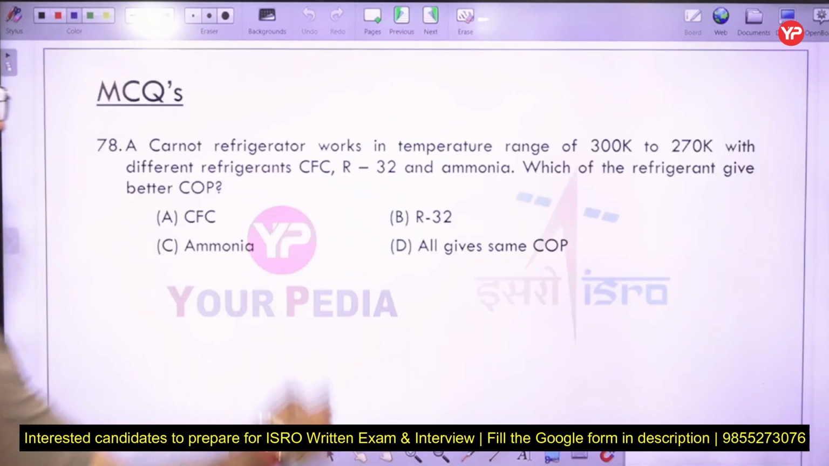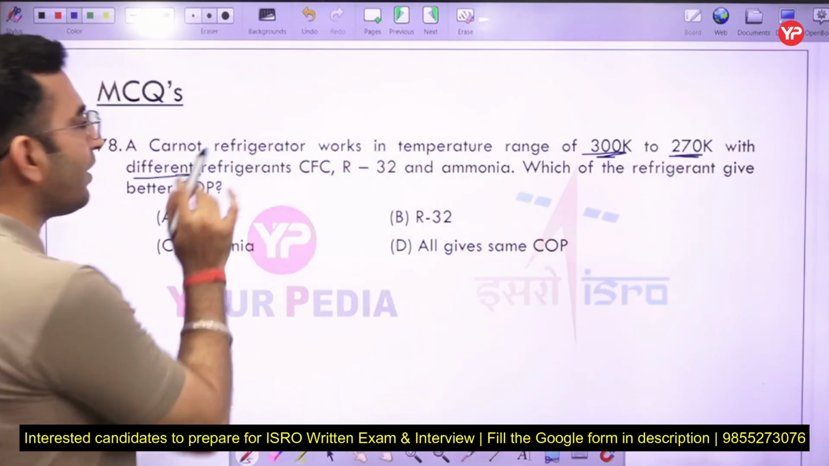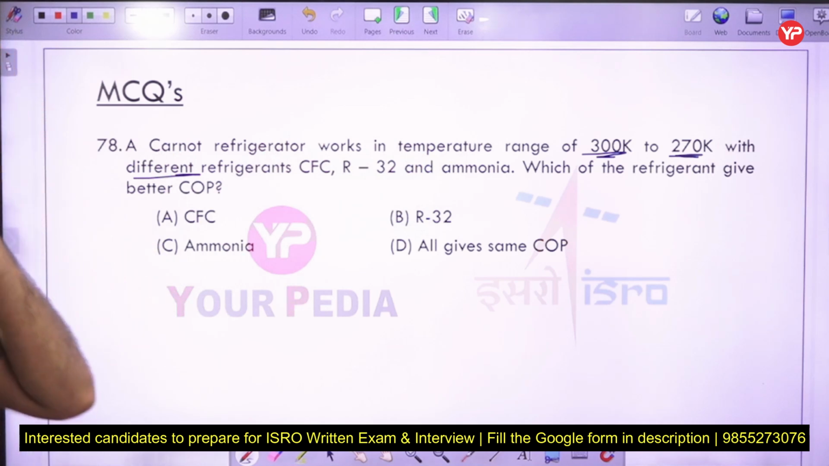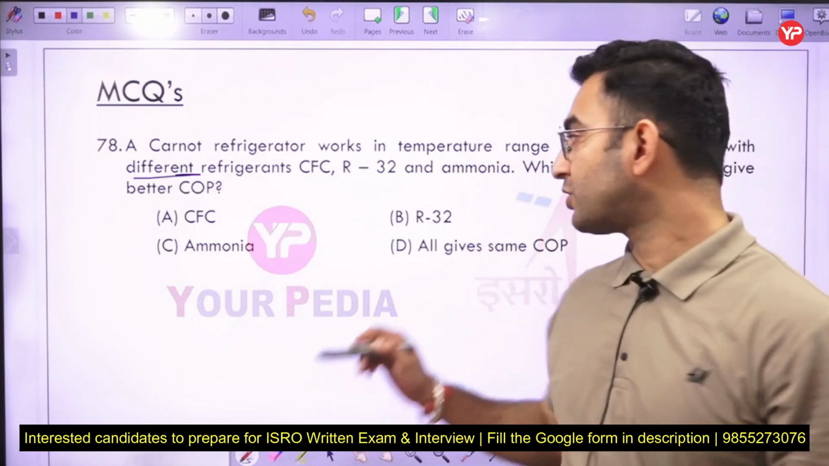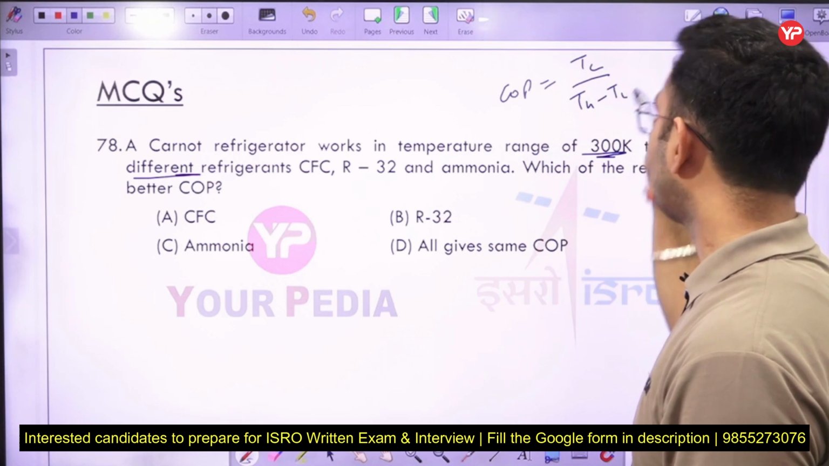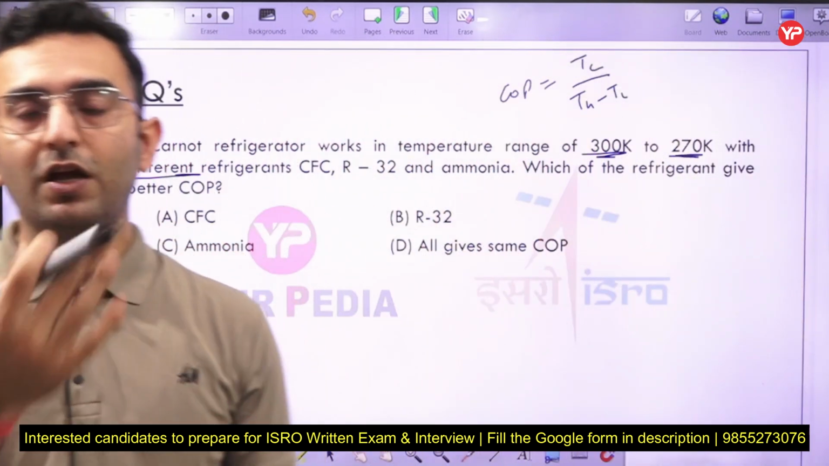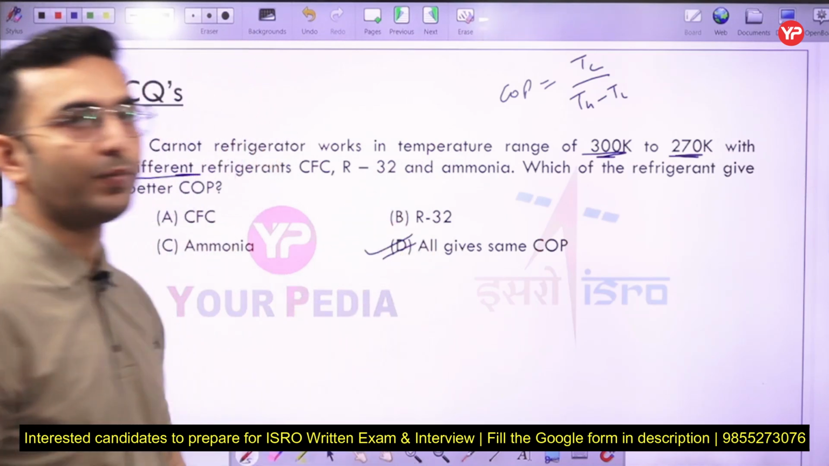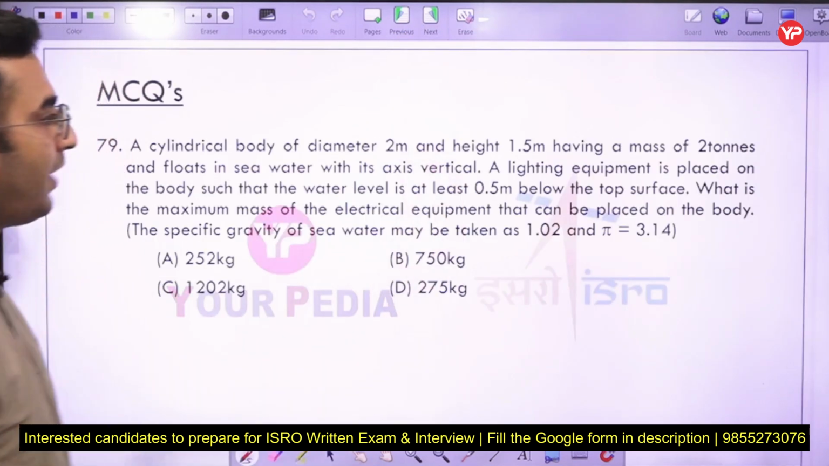Next, a Carnot refrigerator works in a temperature range of 300 Kelvin to 270 Kelvin with different refrigerants: CFC, R32, and ammonia. Which of the refrigerants gives the better COP? Here the Carnot refrigerator has a COP of simply TL by TH minus TL, and its COP depends only upon the temperature limits. It does not depend upon the type of refrigerant fluid. So all of the refrigerants are going to give us the same COP, if they are working on the same temperature limits. Next question.